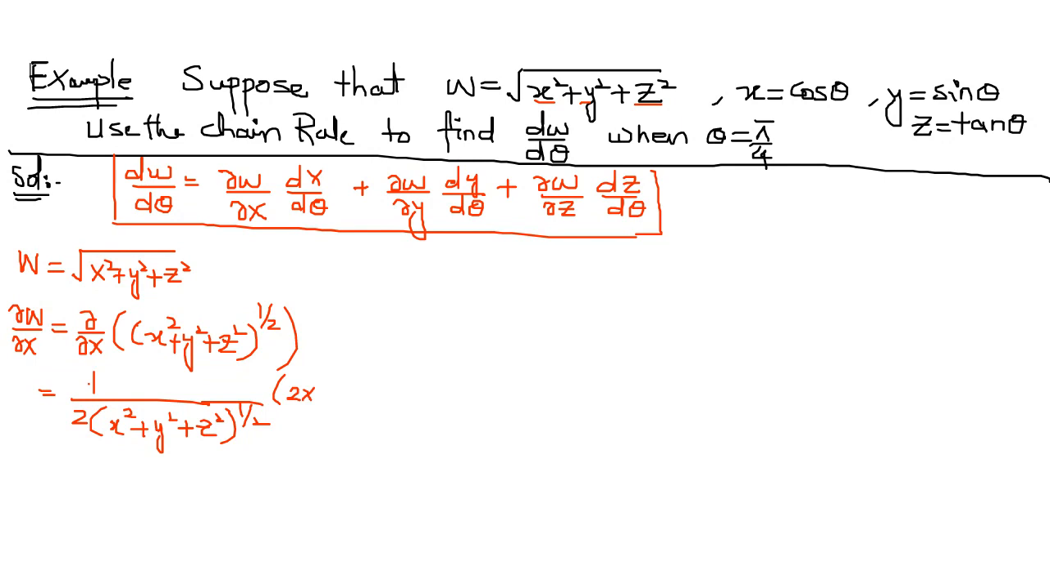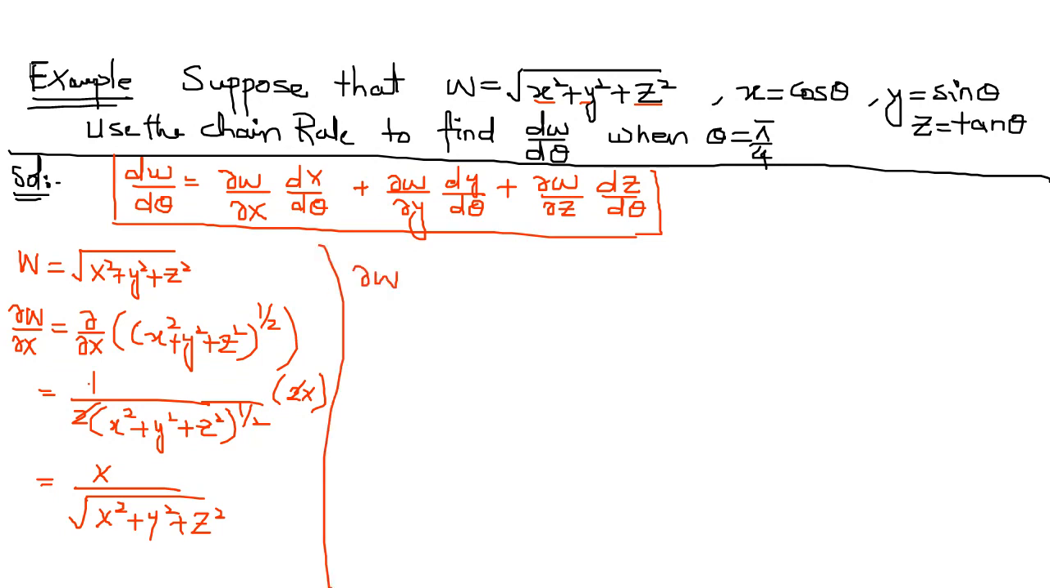What is y square derivative with respect to x? 0. What is z square derivative? That is also 0. So this 2 and this 2 cancel. That will give you x divided by, you can also write, square root of x square plus y square plus z square. Okay, this is with respect to x.